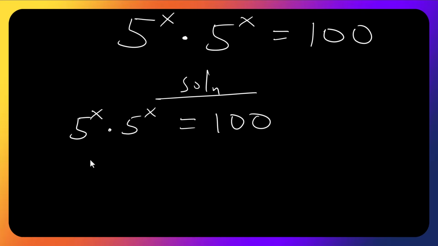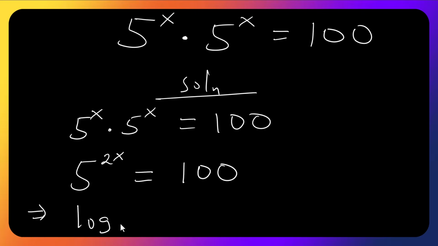So x plus x is 2x. So this side is the same as 5 to the power 2x equals 100. So don't forget we are after x. Let's take log on both sides. So that will be log 5 raised to that equals log 100.